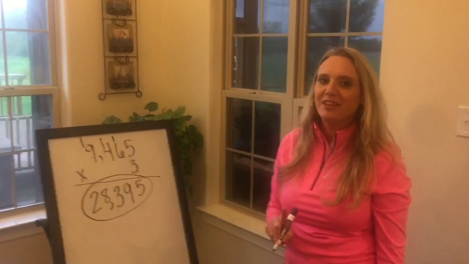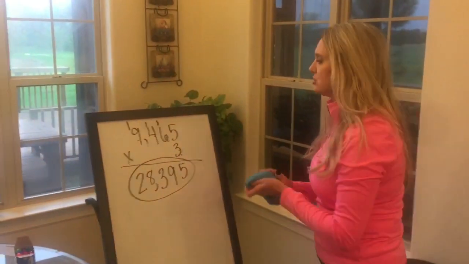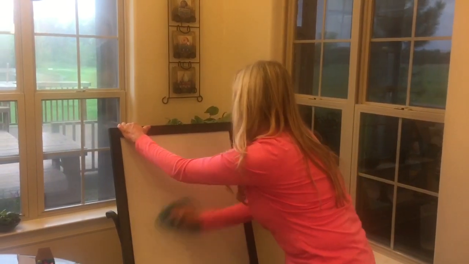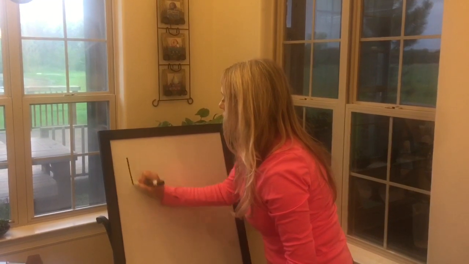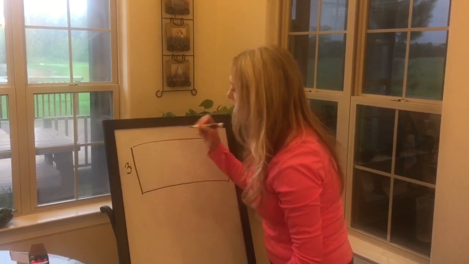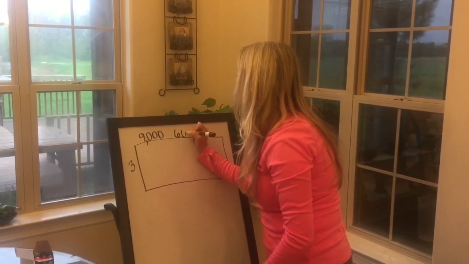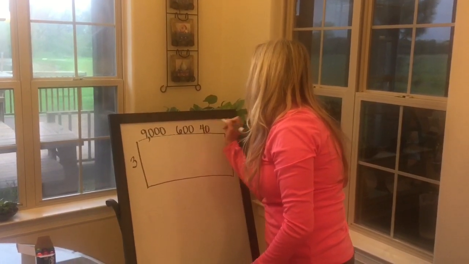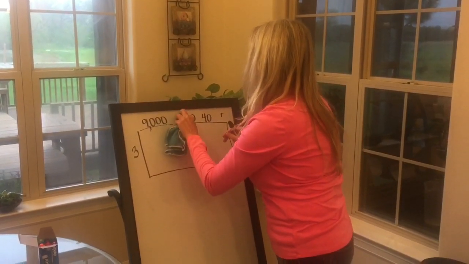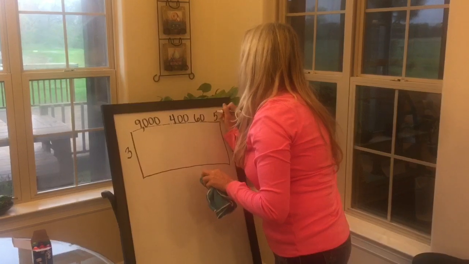Could you do the box method on that? Yes, you could. If you wanted to really work hard today and to recheck yourself, you could draw your box. You would only have the 3 right there. You'd break apart the 9,645. Oops, this was the 4. This is the 6, and this is the 5.